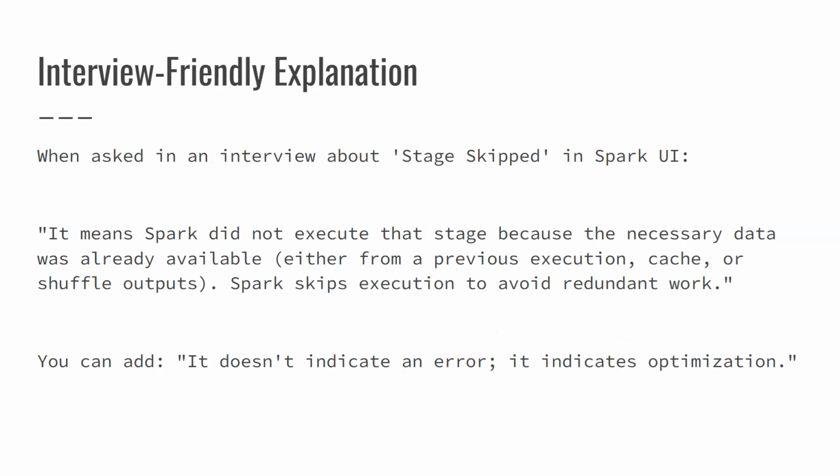When asked in an interview about a stage skipped in the Spark UI, it means Spark does not execute that stage because the necessary data is already available, either from a previous execution, cache, or shuffle output. Spark skips execution to avoid redundant work. You can add, it doesn't indicate an error, it indicates optimization.